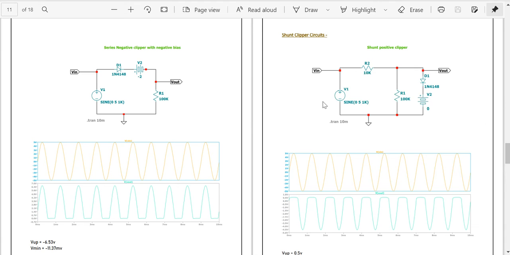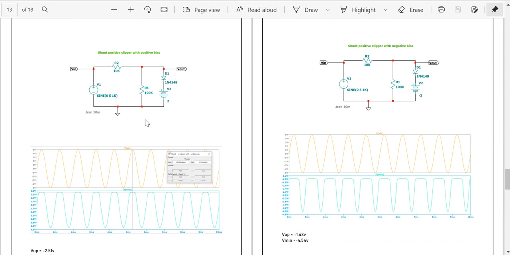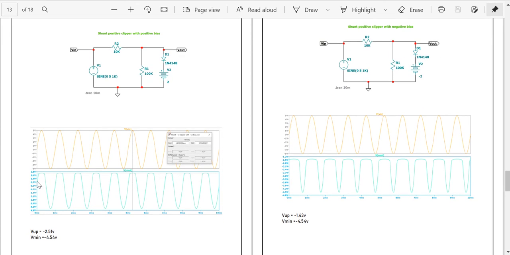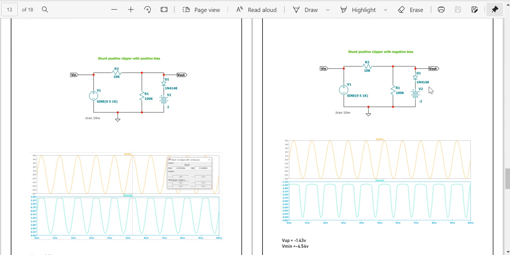Similarly, if we put biasing over here, like I have put a positive biasing, then the waveform will shift upwards by 2 volts, like this. It has shifted upward by almost 2 volts. And if we put a negative bias, then the waveform will shift downwards by 2 volts.